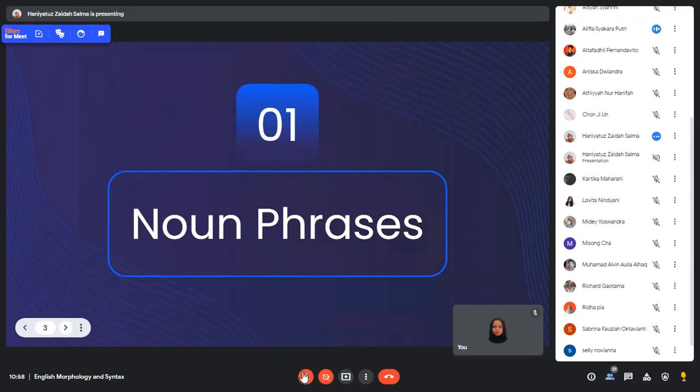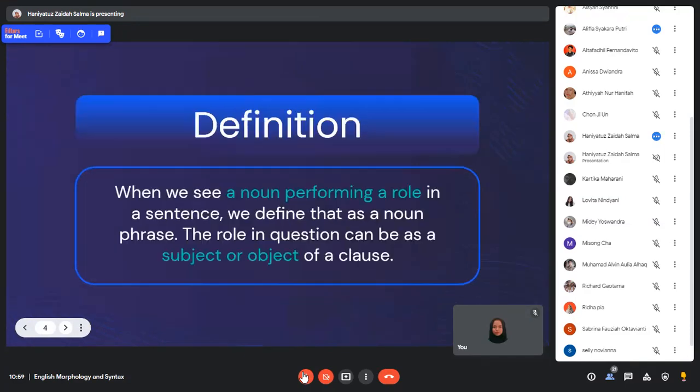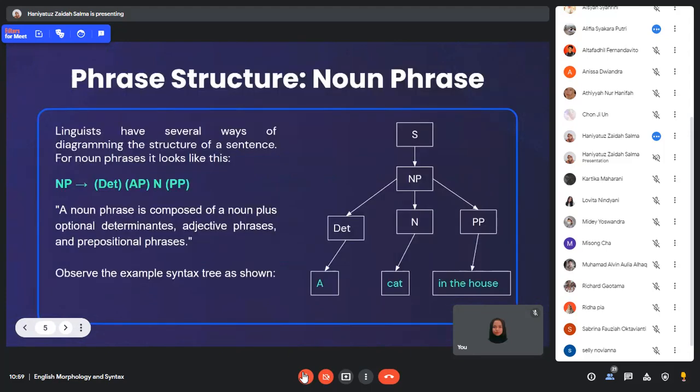First is noun phrases. The definition is when we see a noun performing a role in a sentence, we define that as a noun phrase. The role in question can be as a subject or object of a clause. Next slide, please. Okay, so this is the phrase structure of a noun phrase.